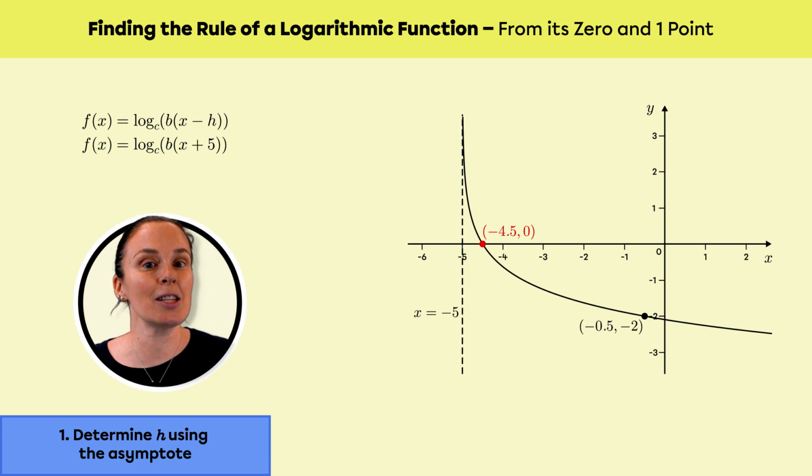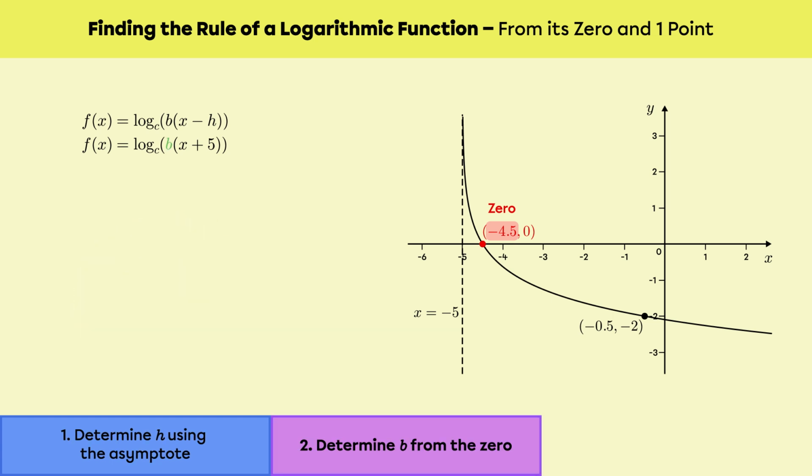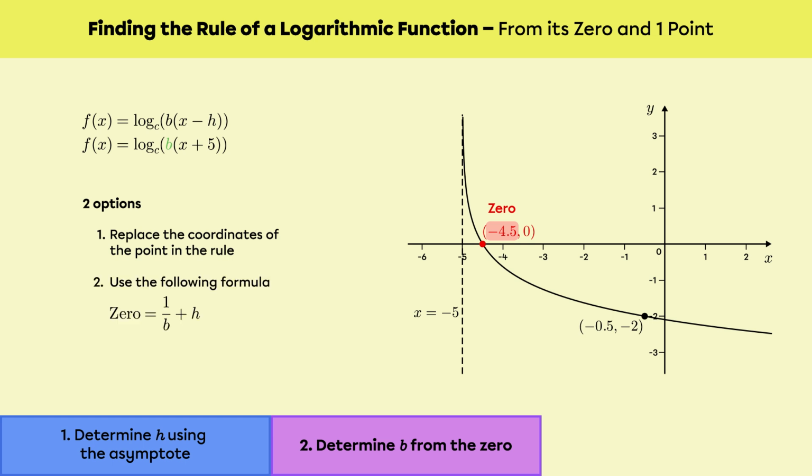If we look closely at the point negative 4.5, 0, we see it's on the x-axis. Negative 4.5 is the 0 or x-intercept of the function. When the 0 is given, we can quickly determine the b value. 2 options are possible to do so. The first option is to replace the coordinates of the point in the rule as usual. The second option is to use the following formula.